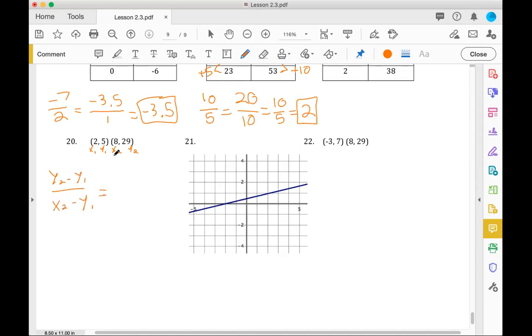If you map these out, you could use rise and run, and this is kind of the same thing that I'm going to do, but the difference between 29 and 5 is just 24. The difference from 8 to 2 is just 6. If we simplify 24 over 6, it's just +4. Does that help? Does that make sense? If you're stuck, let me know.